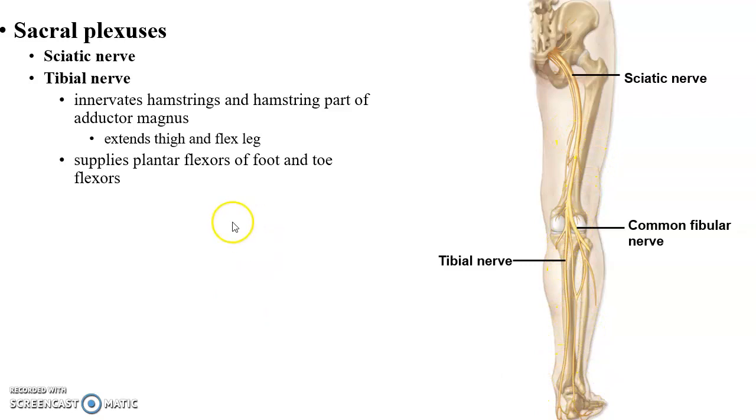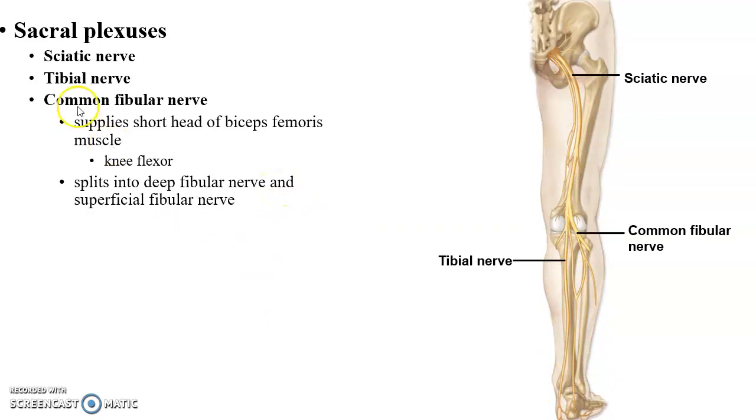The common fibular nerve innervates part of the biceps femoris, which we know is a posterior muscle, and flexors of the knee, and then it splits into two more smaller nerves, the deep fibular nerve and the superficial fibular nerve, to innervate the remaining structures in the leg that the tibial nerve didn't innervate.